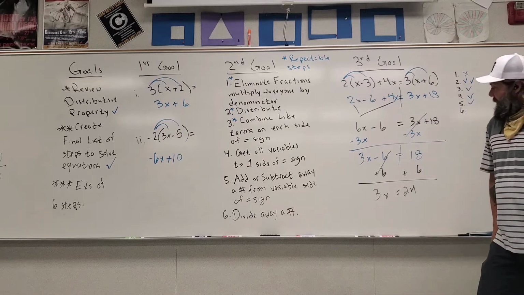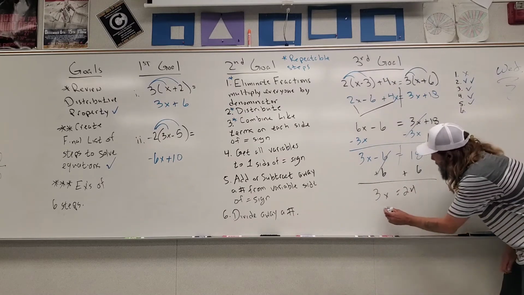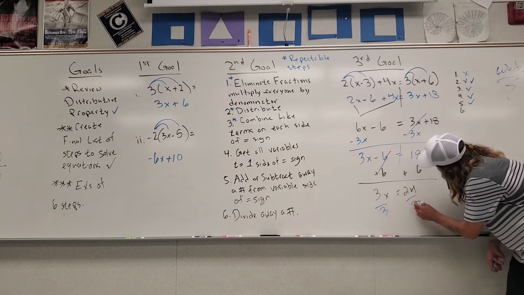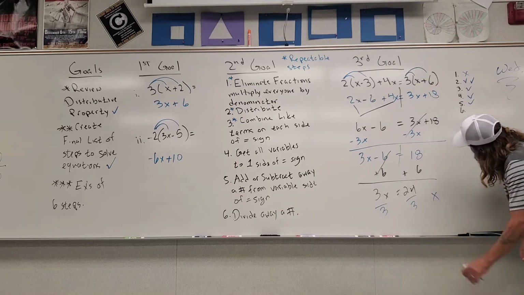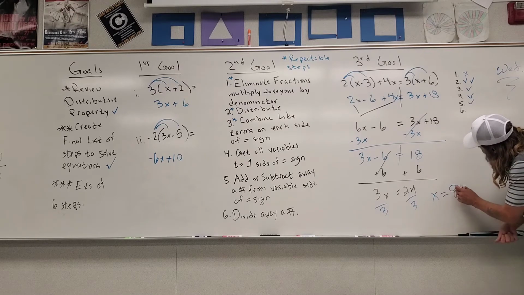And I'm on to my last step, which is divide away a number. The number attached to the x is 3. I'm going to divide that to both sides. And that means that my x is equal to 3 goes into 24 8 times. So my value of x is 8.